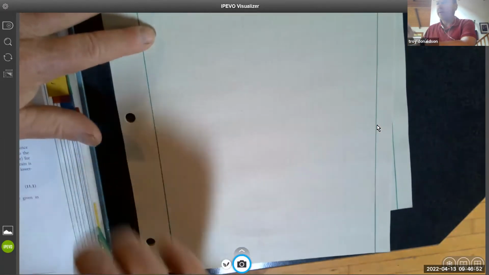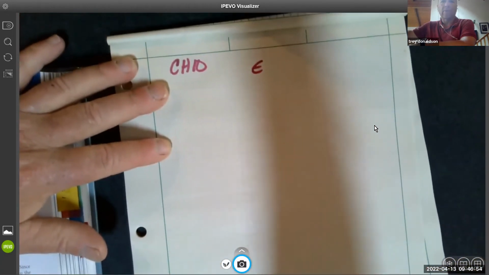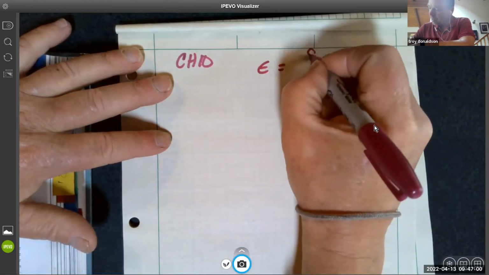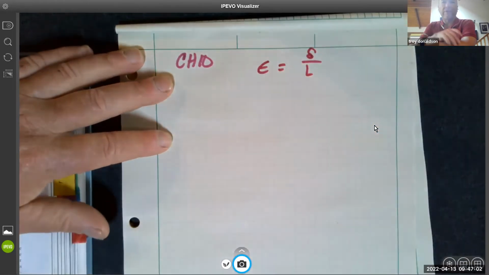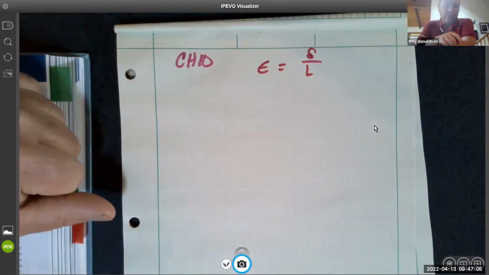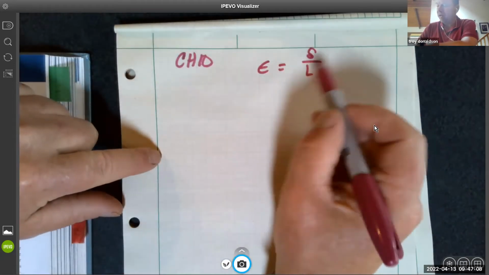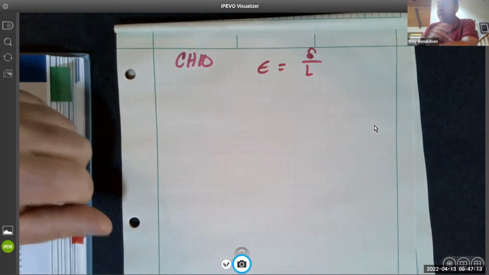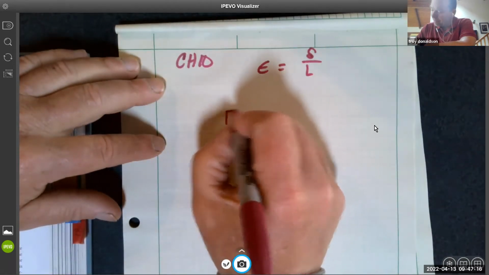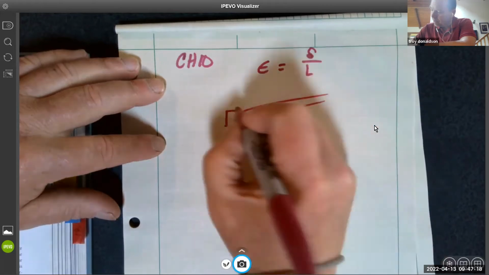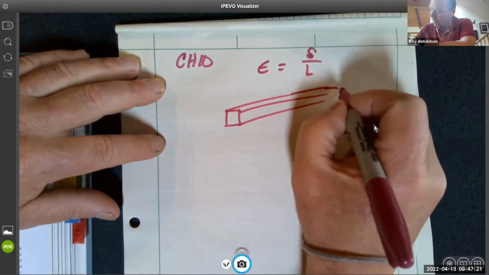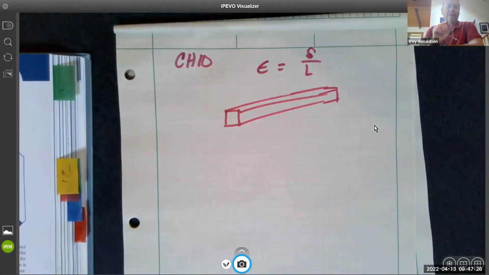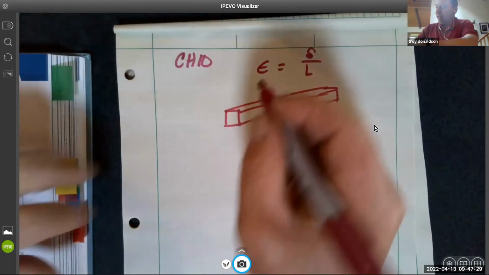Our symbol for strain is epsilon, and it's equal to some kind of change over the original length. Now that's if you know those two pieces of information, and this obviously would be a calculated strain. I know the delta, the change, and I know the original length, so we can get the strain. Now, if we're talking about a long rectangular piece, what we've kind of learned so far is axial.